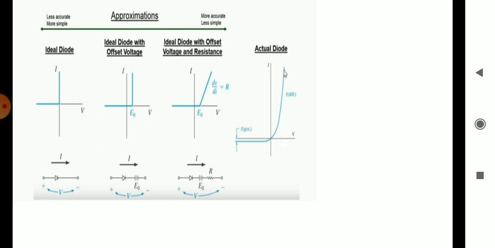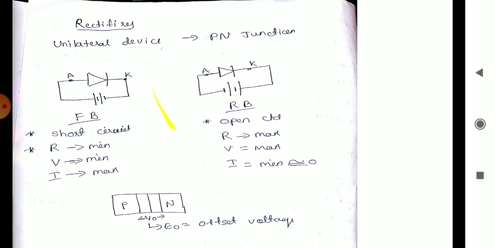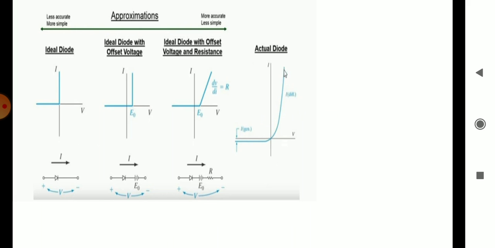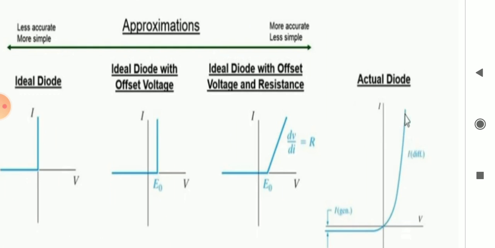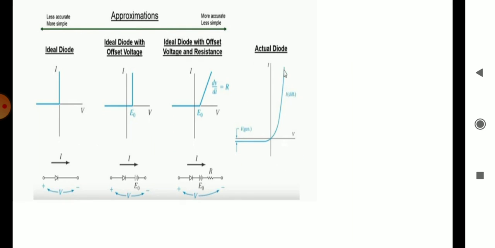So in the exam we have to draw all these four graphs along with the diode circuit, current direction and offset voltage. Here there is one more term, that is approximation. If we move towards the left side, that is the ideal case, and the circuit remains simple. When we move towards the right side, that is if we go more accurate, then the simplicity will decrease.